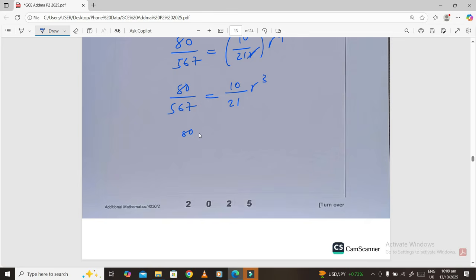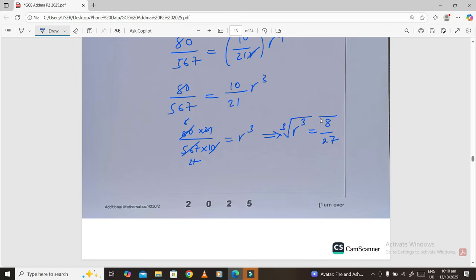This is 80 times 21 over 567 times 10, which is equal to r power 3. This and this will go, and we shall remain with 8 here, and here it's a 27. When you say 567 divided by 21, it's giving us 27. So we've got r power 3 is equal to 8 over 27.